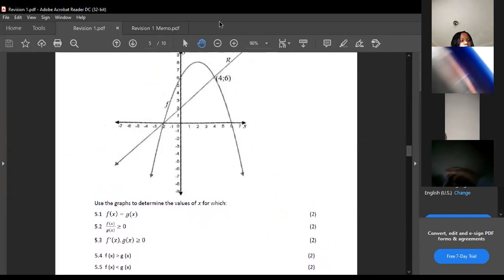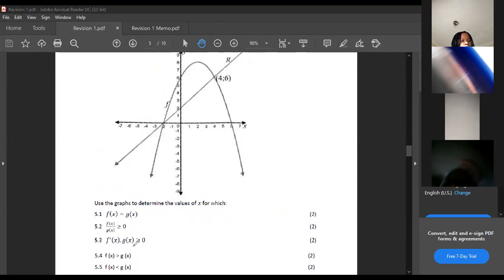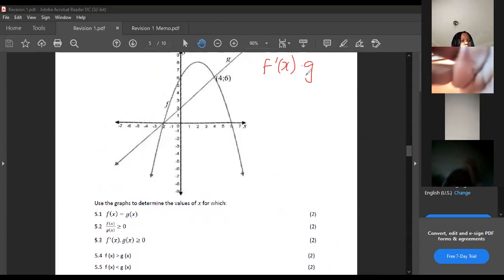All right, now f prime times g. This is calculus. F prime times g greater than or equal to 0. F prime is gradient, guys. F prime is gradient. That's the golden rule of calculus. F prime is gradient.